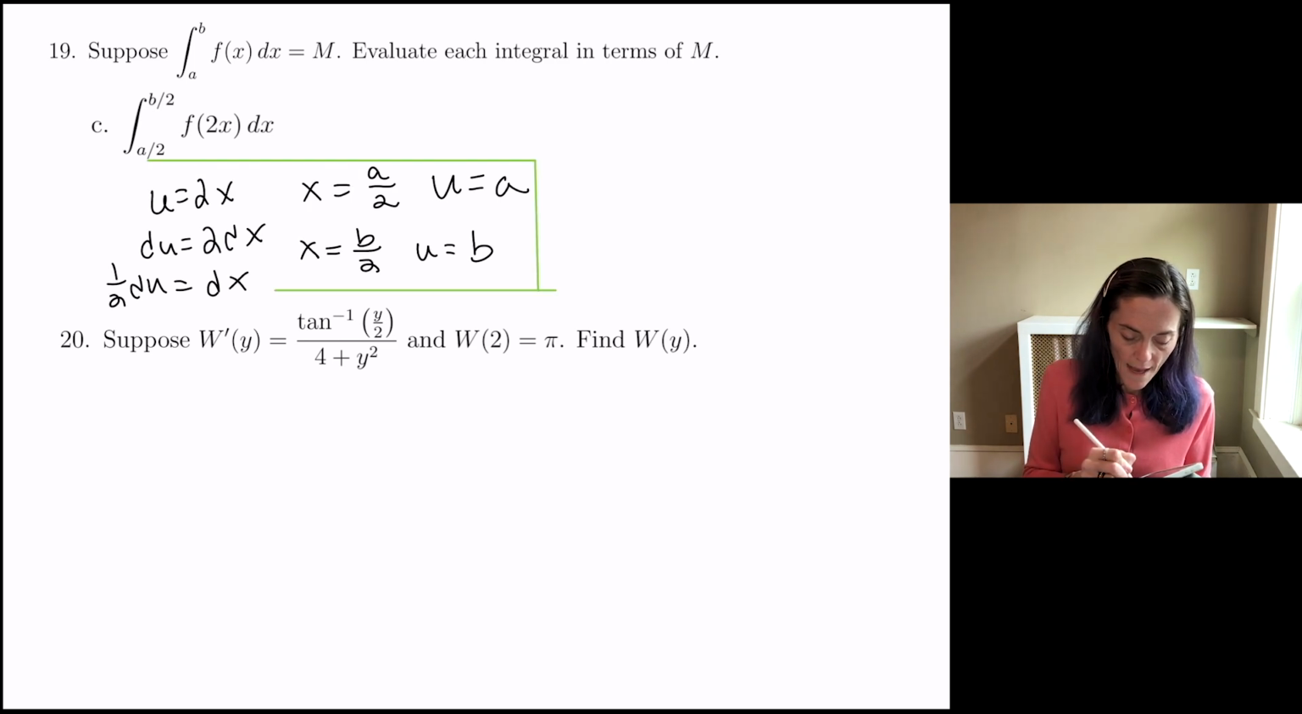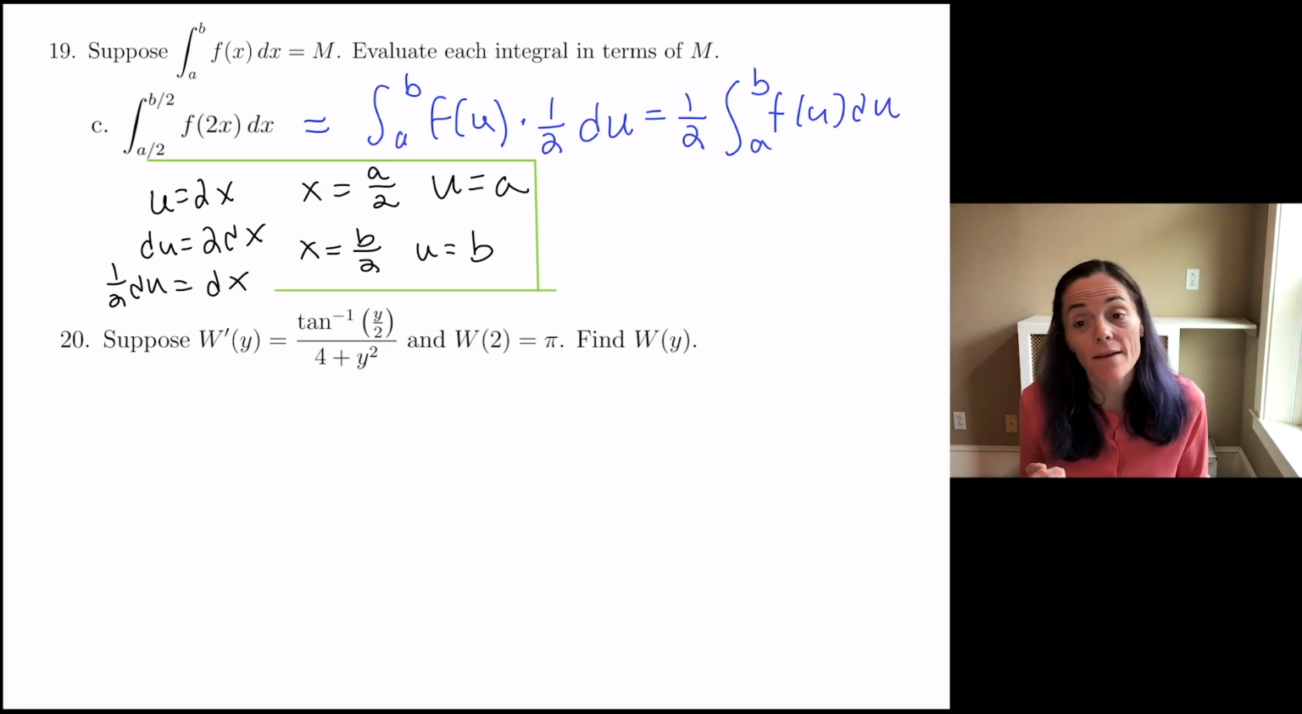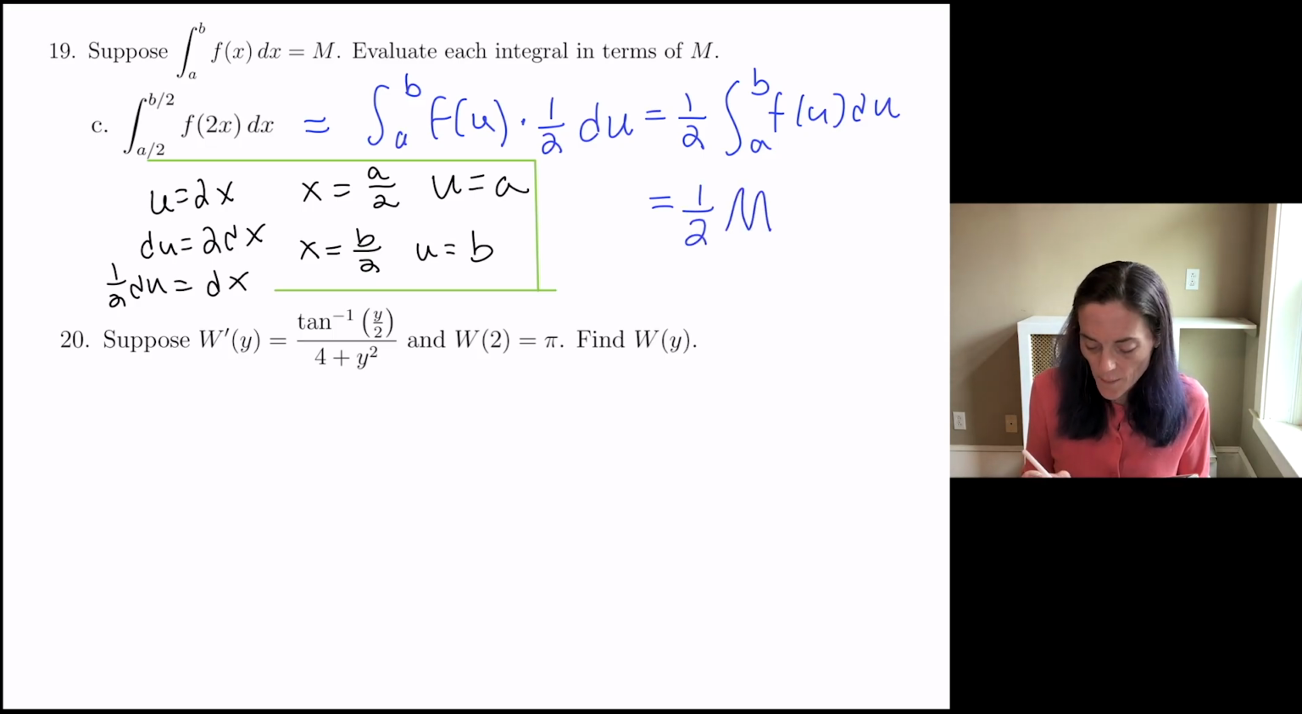Okay, we have an integral from a to b, f of u times 1 over 2 du. This is 1/2 the integral a to b, f of u du. You see my final answer, we have 1/2 times capital M.